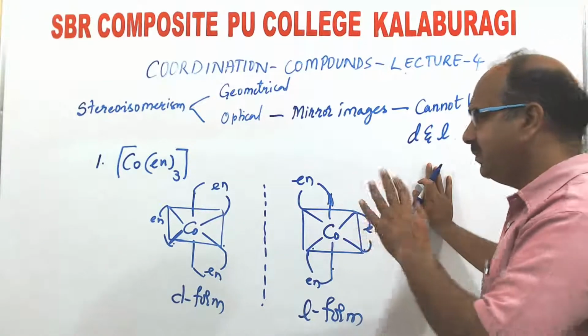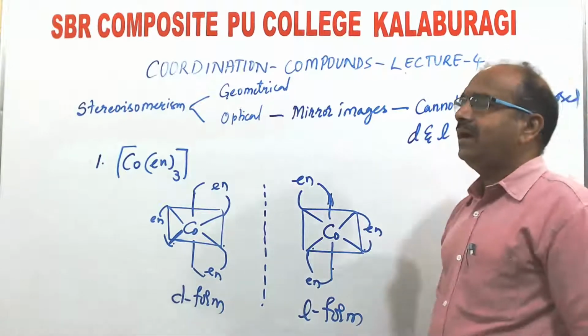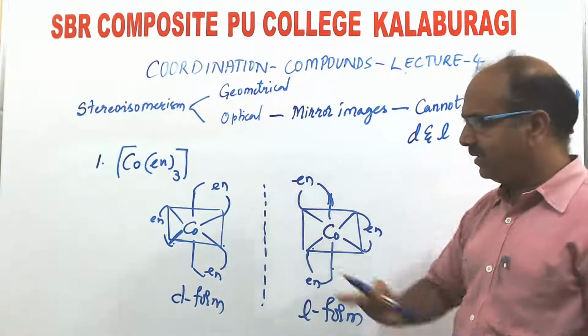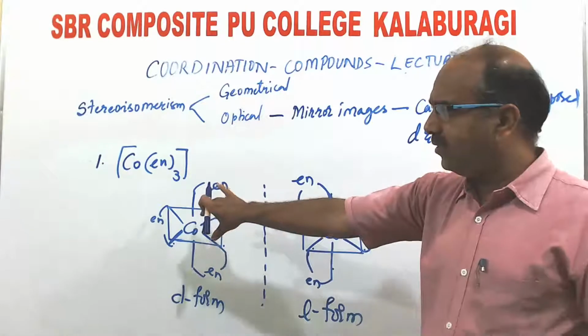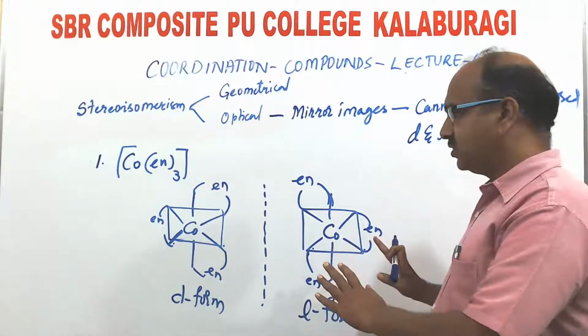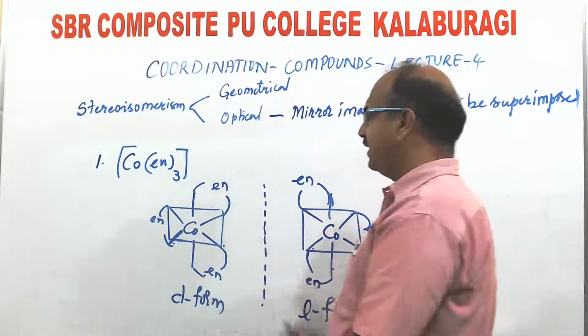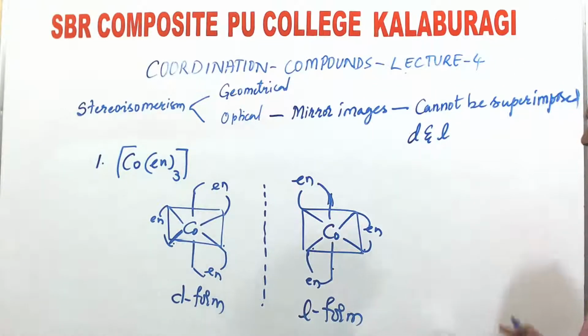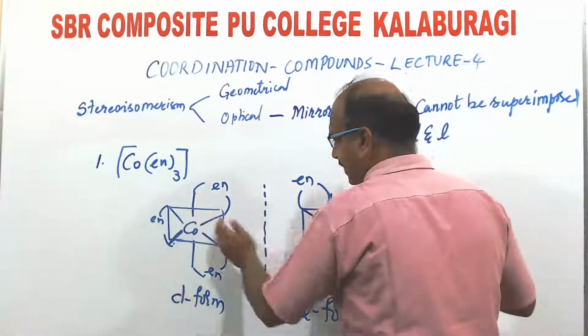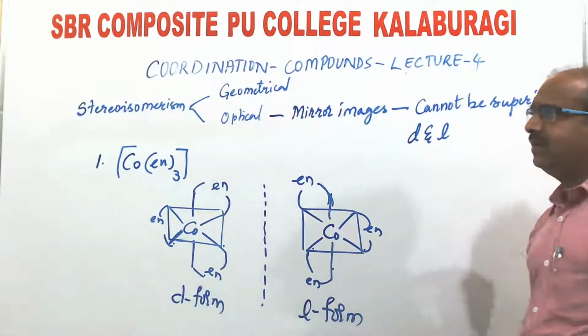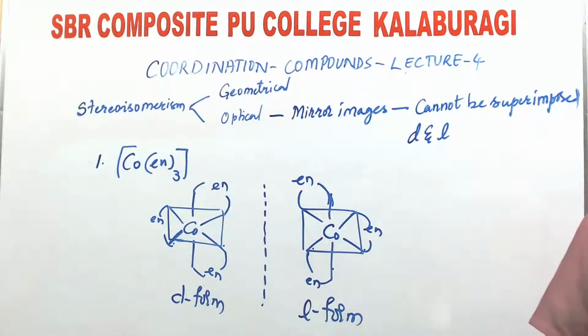So these are mirror images of one another, and they are non-superimposable. If you take this and make it fall over that, even if you turn it, all three ethylenediamines are not going to overlap. They are going to be different. This is this side and this is this side. So this is one example. Further, next, another example.